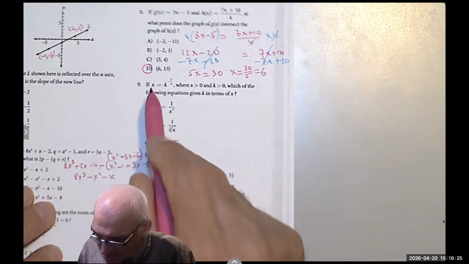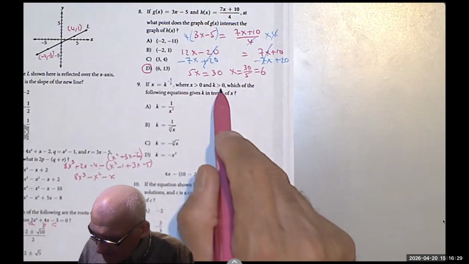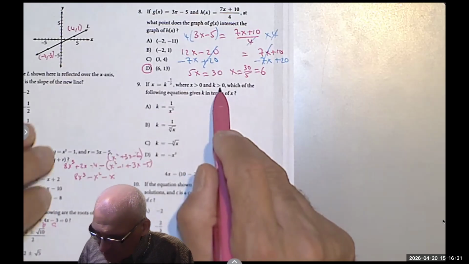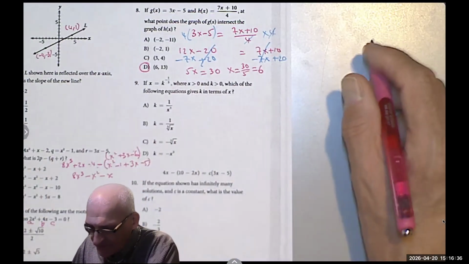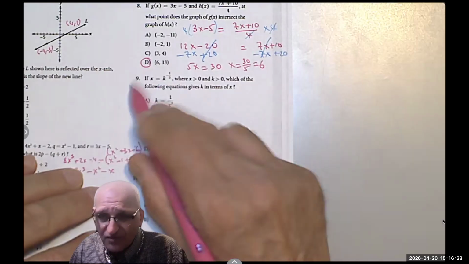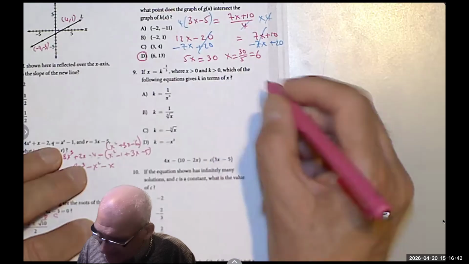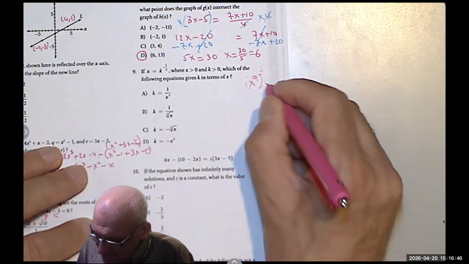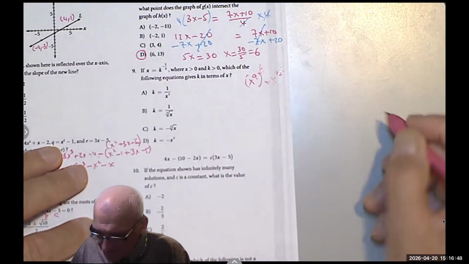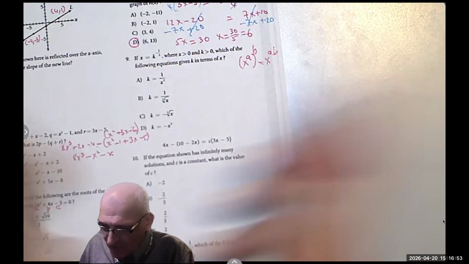They say if x equals k to the negative 1/3 and x and k are positive, which of the following equations gives k in terms of x? So I want to solve k in terms of x. The quickest way, of course, we know that if I have x to the a and I raise it to the b, it becomes x to the a times b, right? So I want to raise this to something to make it k because I'm solving for k.